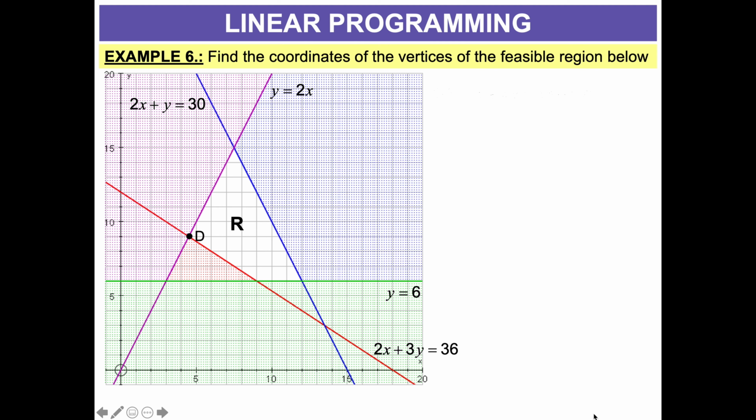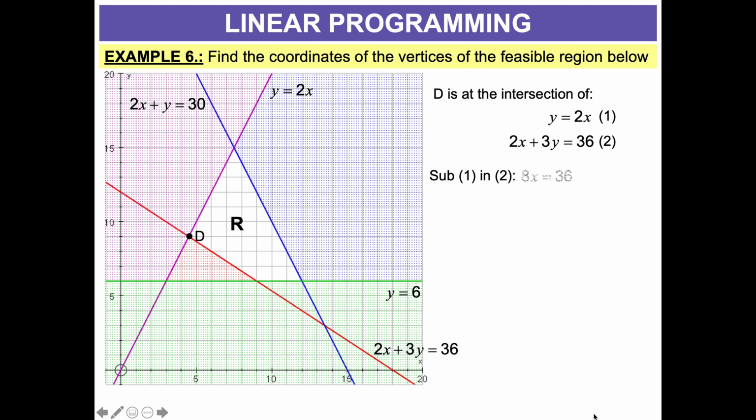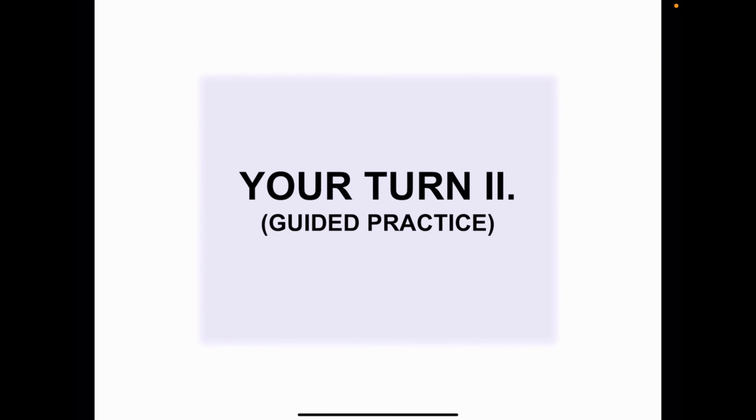And then the last one, you have D. D is the intersection of these two lines, y equals 2x and 2x plus 3y equals 36. Again, solve the system of equations and the coordinates will be 4.5 and 9.